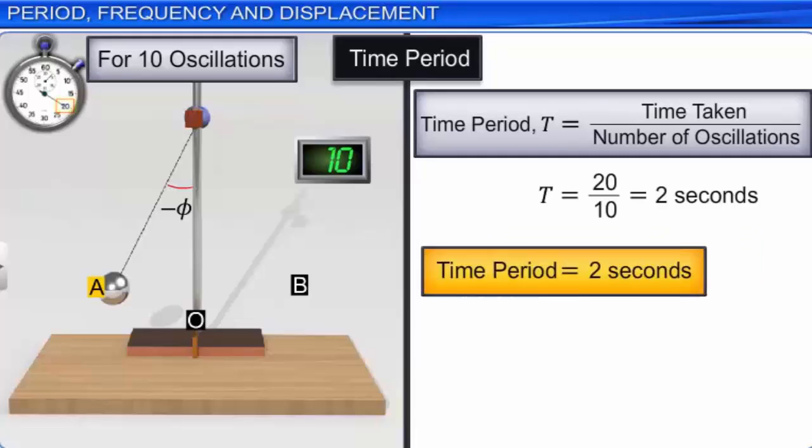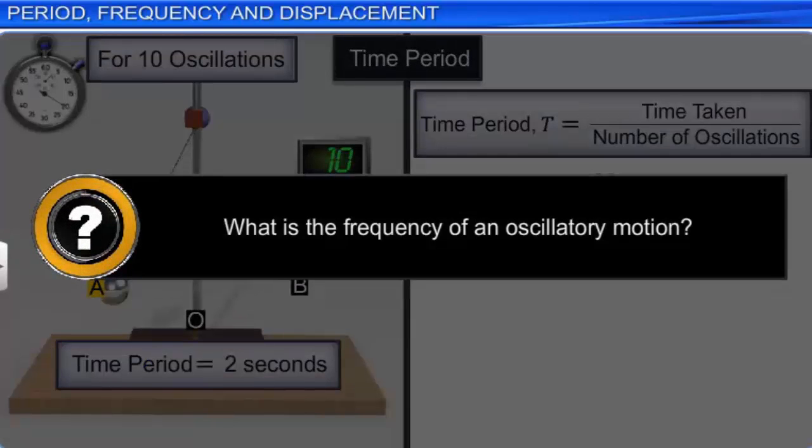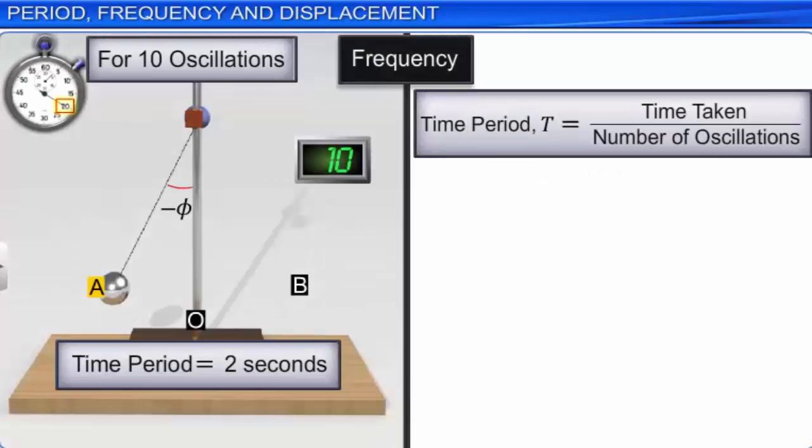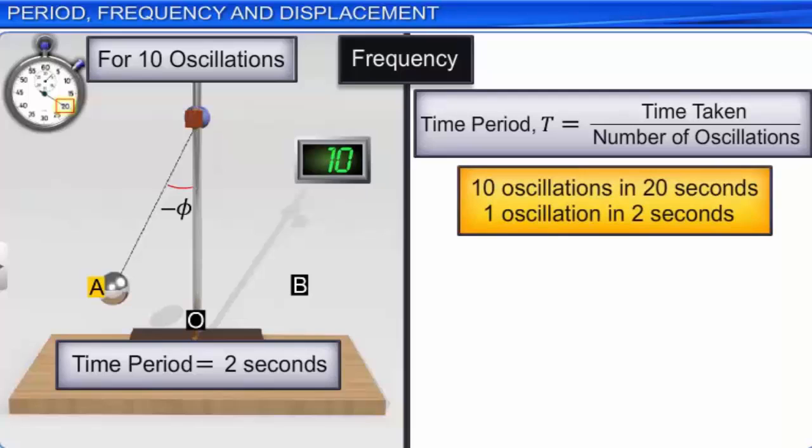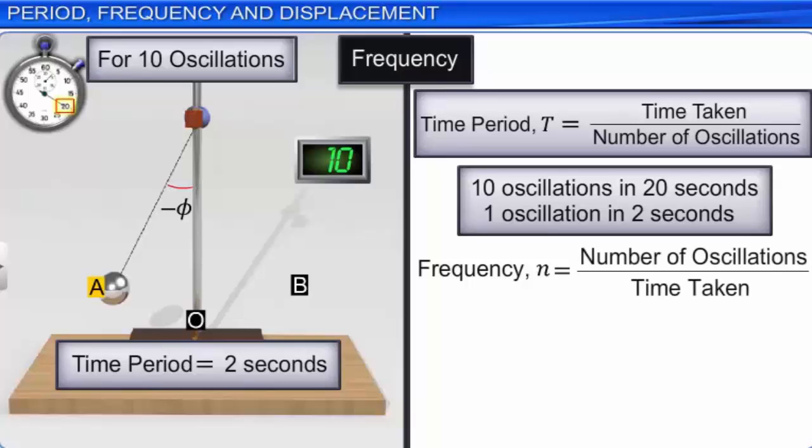What is the frequency of an oscillatory motion? The frequency of an oscillatory motion is the number of oscillations performed in a unit time, that is, 1 second. It is denoted by the letter n. In this case, the pendulum shown executes 10 oscillations in 20 seconds. That is, in 2 seconds, it executes 1 oscillation. Here, frequency n will be equal to the number of oscillations divided by the time taken, which on substitution gives the value 0.5. Therefore, frequency n is equal to the reciprocal of time period T.